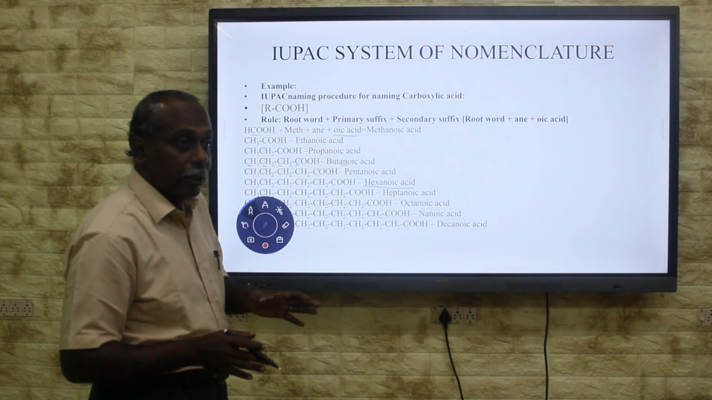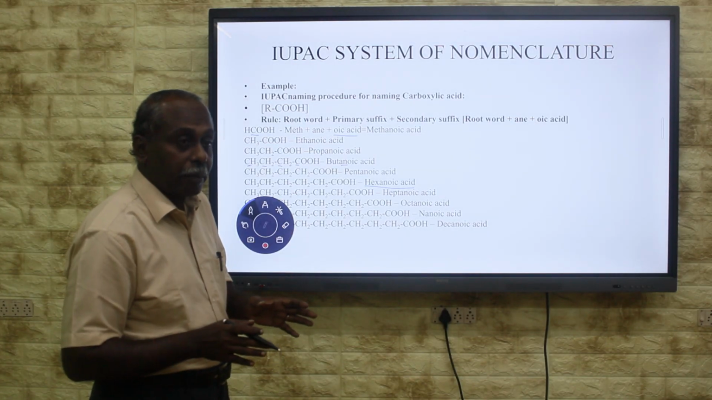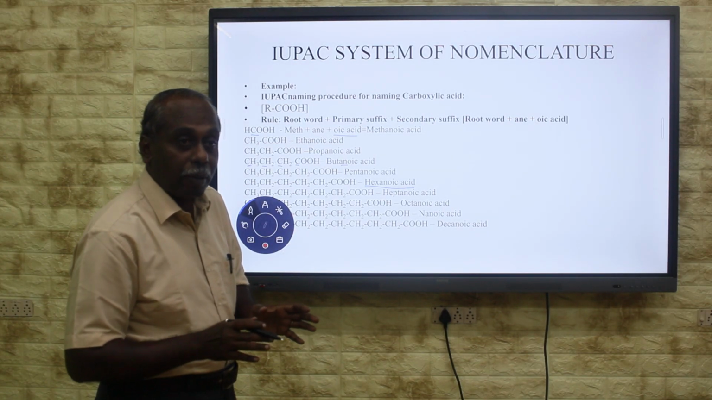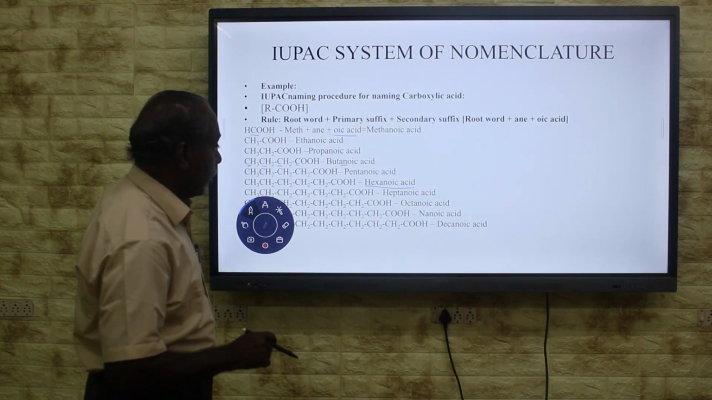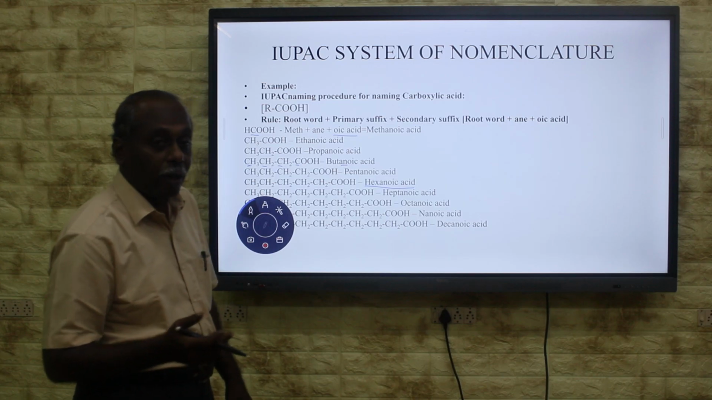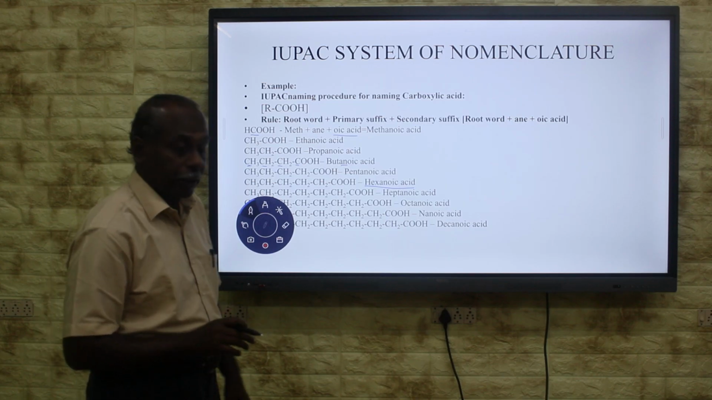The thing is, you understand the concept, you keep the concept in your mind. By applying the concept, you are going to write the name of the compound, either it may be a trivial name or it may be an IUPAC name. Let us pass on to the next one.